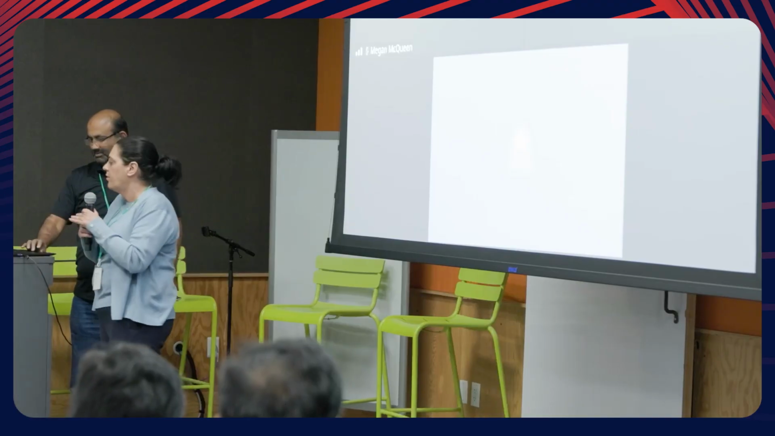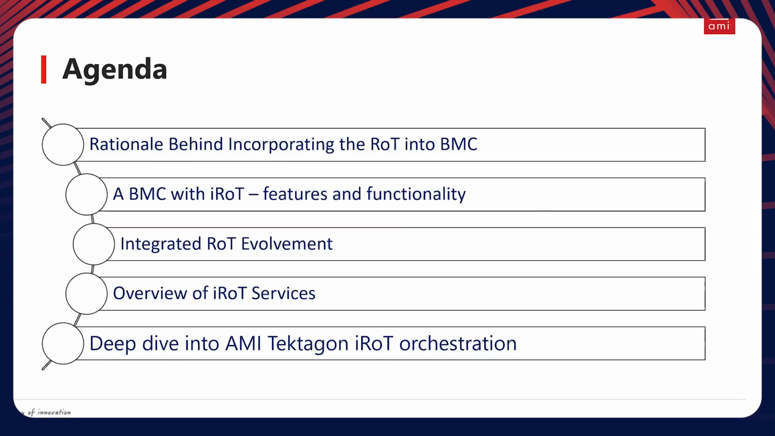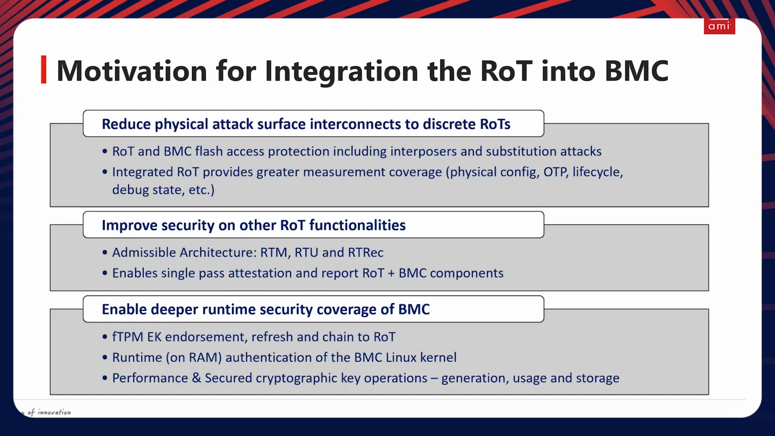What we are going to talk about today is, first of all, provide motivation for integrating the root of trust into the BMC. Then we're going to talk features and functionalities, show you a few of the services, explain a little bit about our future plans, and then Prasanna will take you into a deep dive into the AMI Tectagon orchestration of the integrated root of trust. So let's start with motivation.